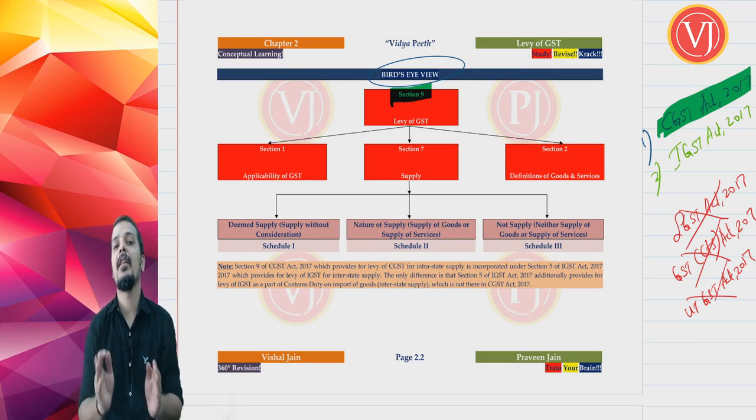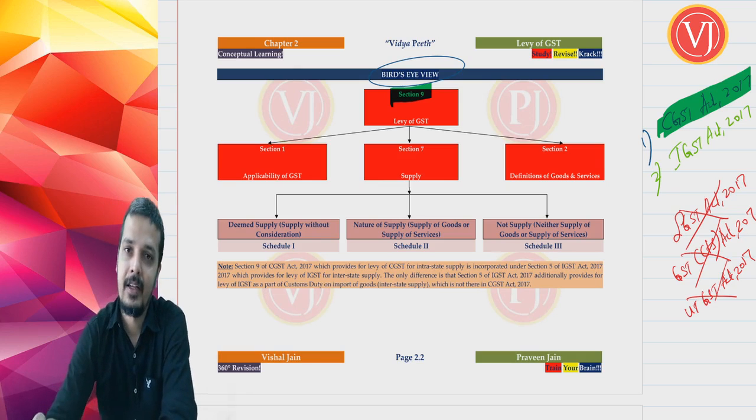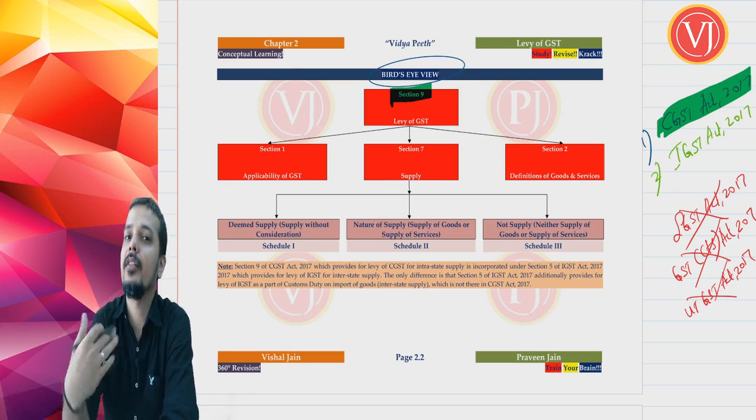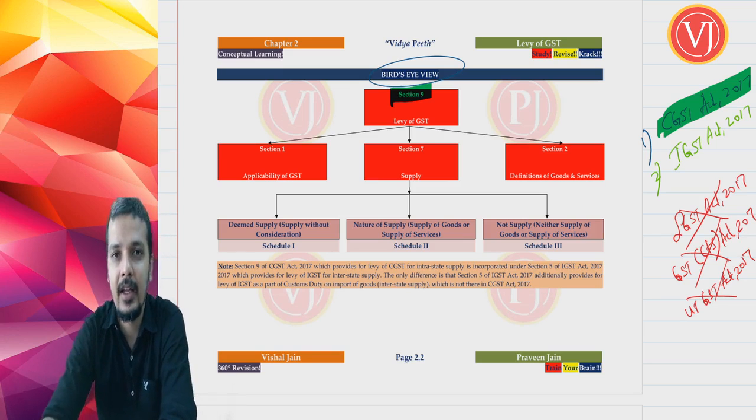And friends, remember that in this particular chapter we are going to discuss only and only about levy. Levy means this tax is per se there. Whether it is now going to be collected or not, that is a separate matter. We are only going to discuss levy, which is otherwise called the charging provision. Right. So the charging section of the CGST Act is section 9.